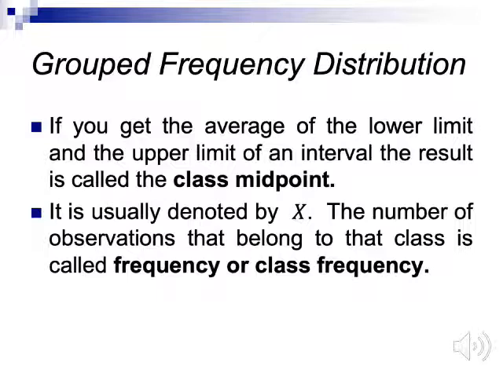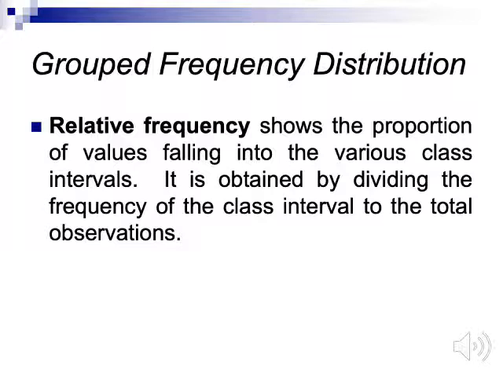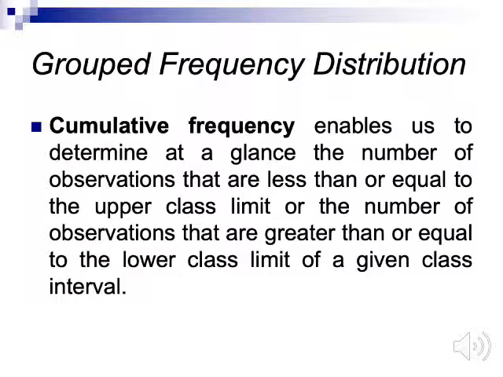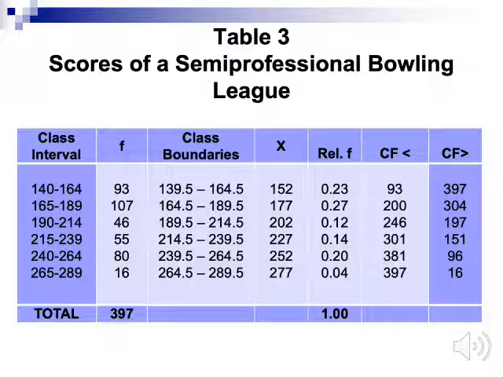Then we have this class frequency, or simply frequency. So you are counting how many observations belong to that class. And then there is relative frequency, so that's over the total. Cumulative frequency is you are adding the frequencies from the lowest to the highest. You're continuously adding, so that's cumulative, or you cumulate. So for example, you have this. These are scores of a semi-professional bowling league.